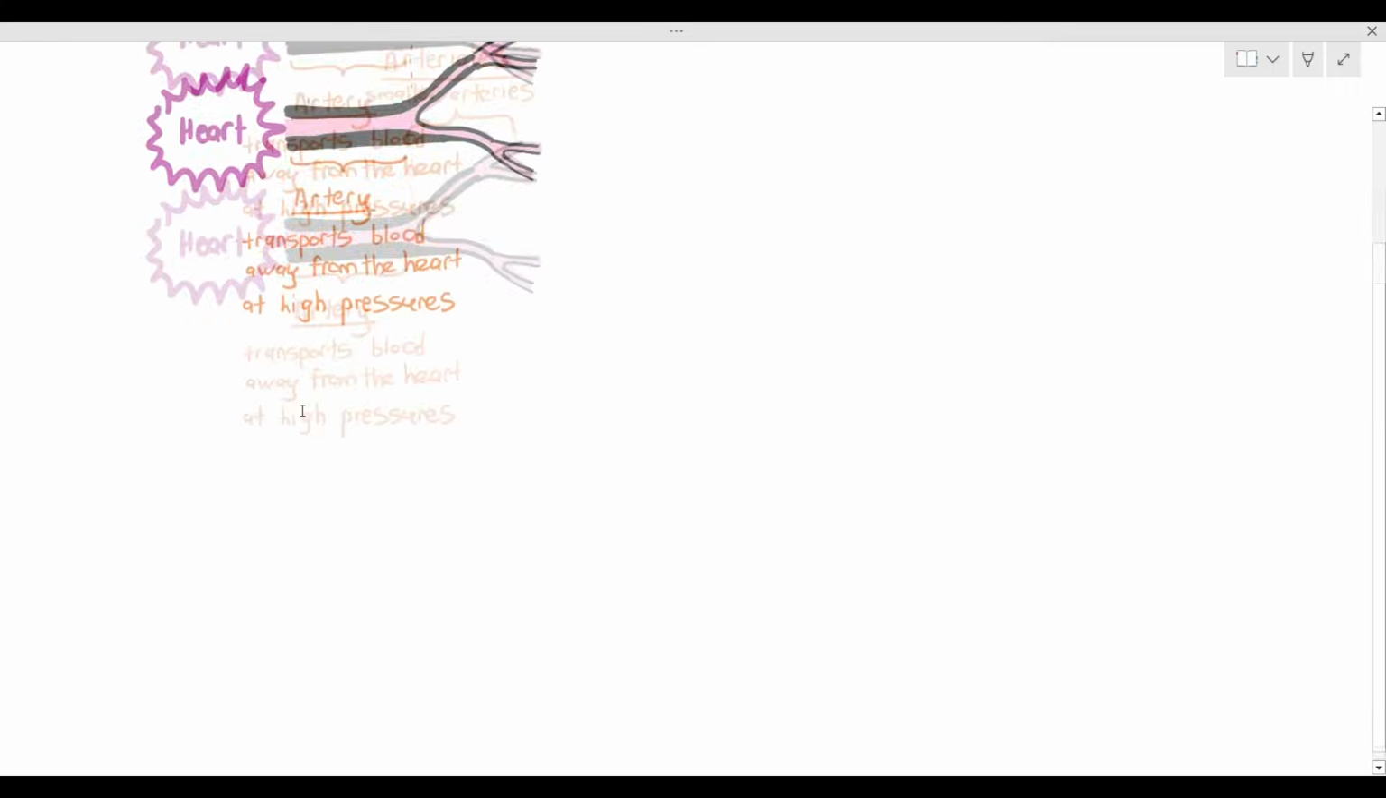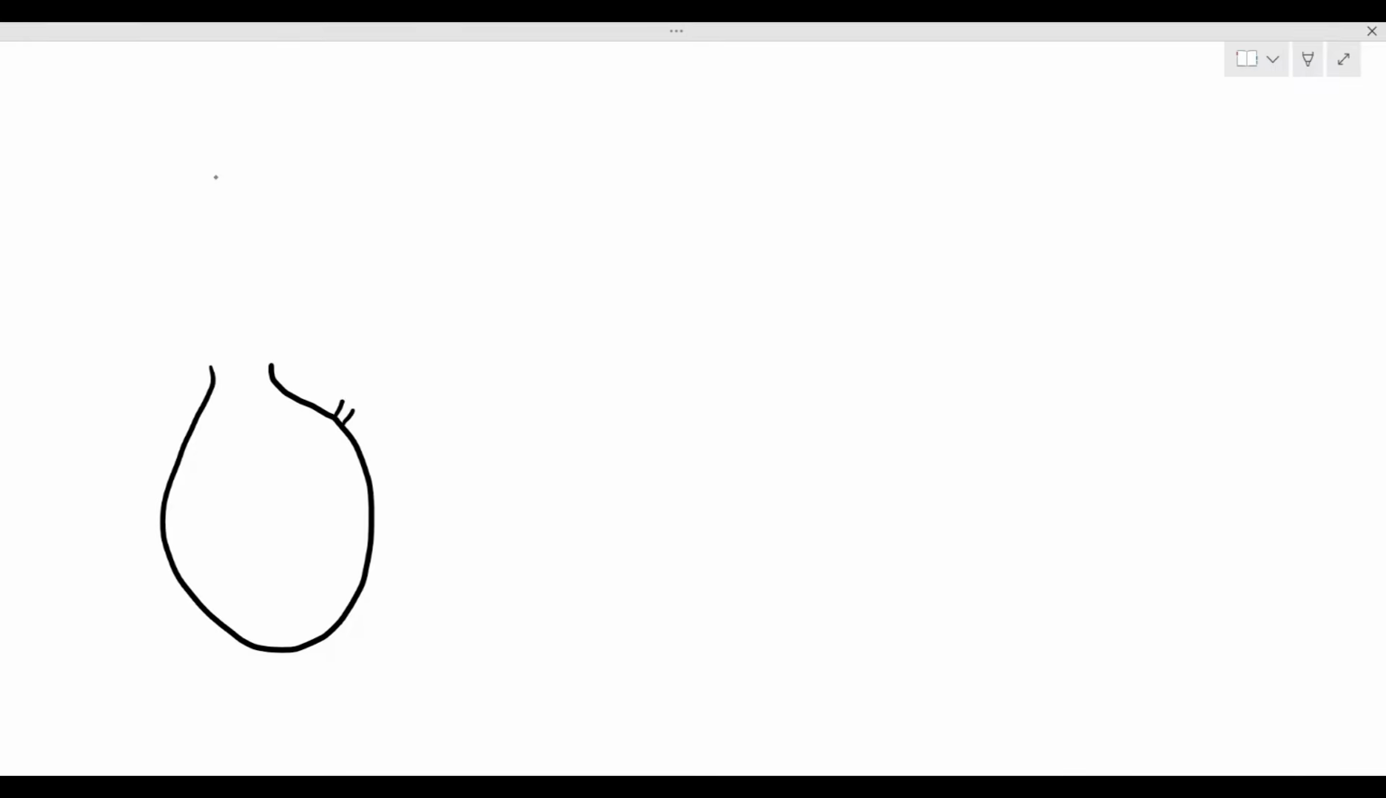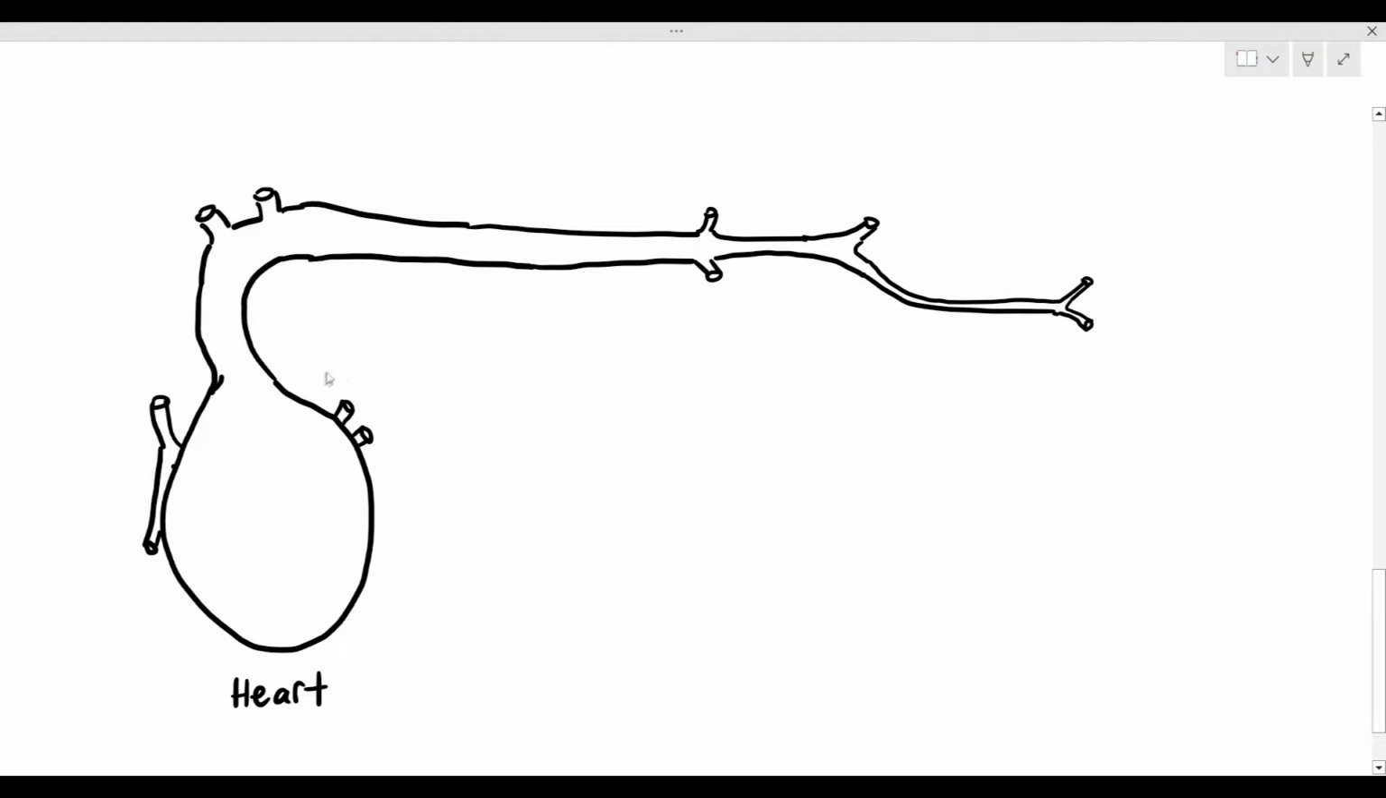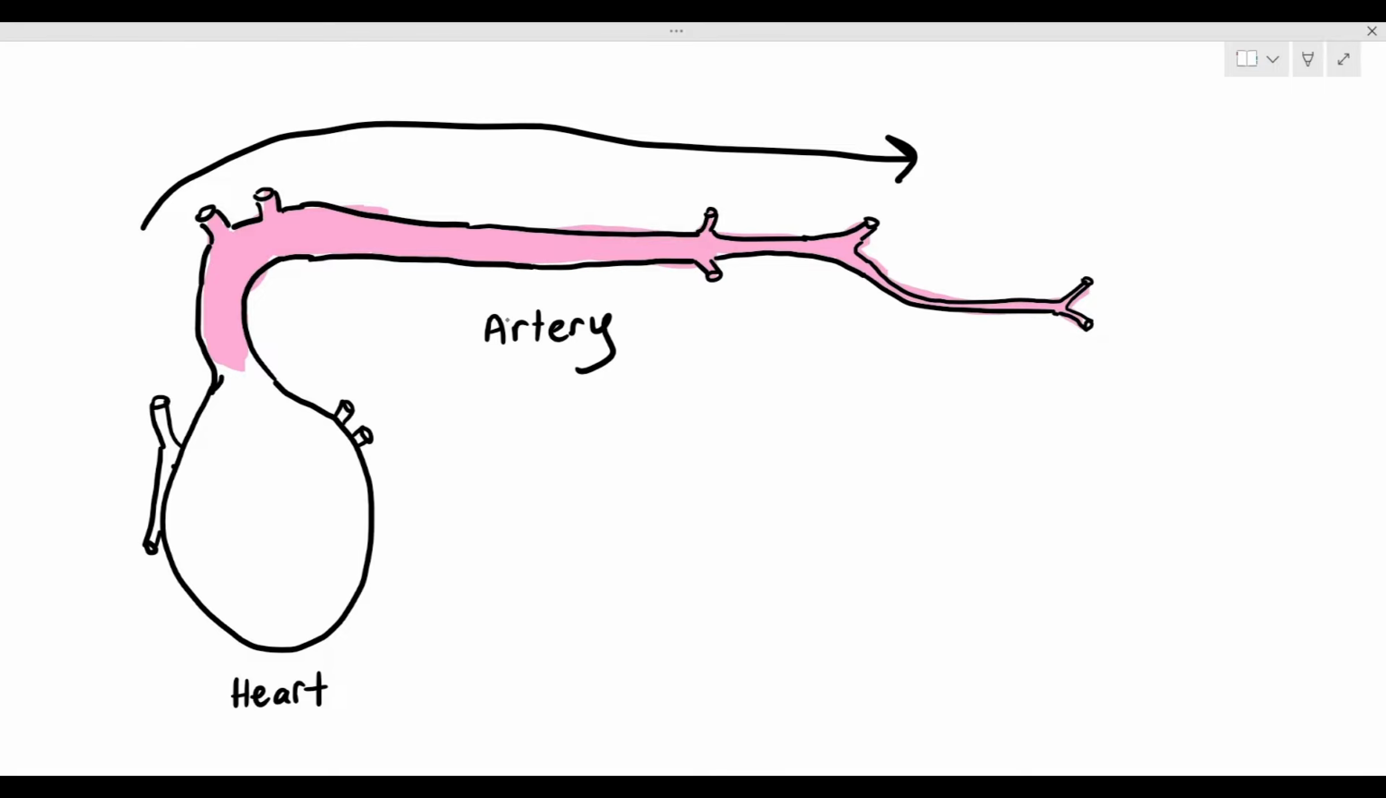So, in my diagram here, as you can see, I'm drawing out a heart and its associated blood vessels. I'm not drawing all the blood vessels that are connected to the heart, just as close to reality as possible. And as you can see, there is a very large blood vessel over there that is extending out, and that is known as an artery, which I've colored in pink. So, as a reminder, the artery transports blood away from the heart at high pressure, and the arrow represents the direction of the blood flow.